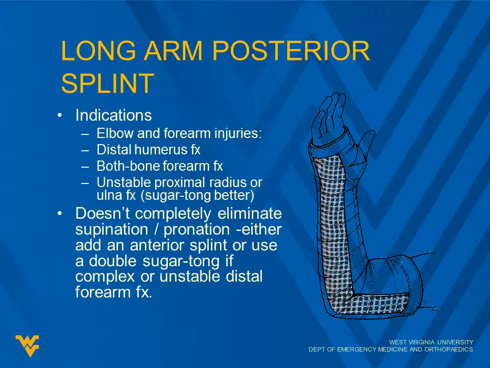Indications for elbow and forearm injuries: distal humerus fracture, both bone forearm, unstable proximal radius or ulnar fracture, but the sugar tong is going to be better for that. It doesn't completely eliminate supination and pronation, so you need to either add an anterior splint, which you make a call, typically a sandwich splint, or use a double sugar tong if it's a complex or unstable distal forearm fracture.